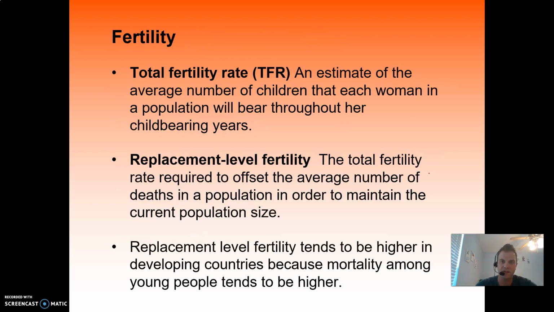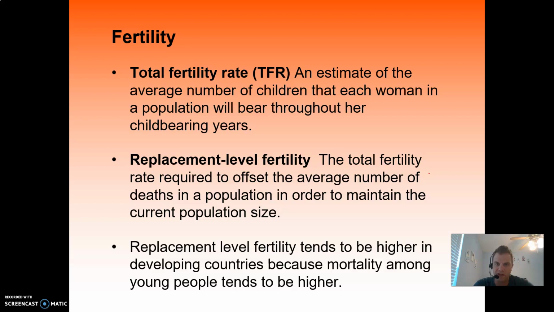All right, so the total fertility rate. Fertility is, of course, the measure of how many children people are having, and they do this based on women and not men, because the women have children. It's an estimate of the average number of children that each woman in a population will bear throughout her childbearing years. So they take the average childbearing years for our population, and over that span of time, they'll do statistical analysis of how many children on average each woman is having.